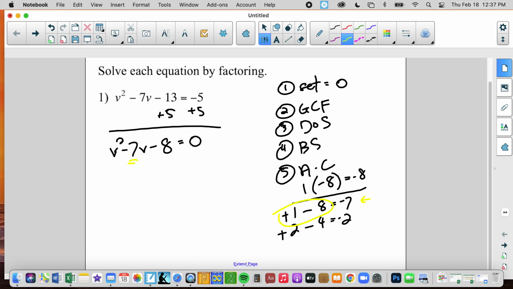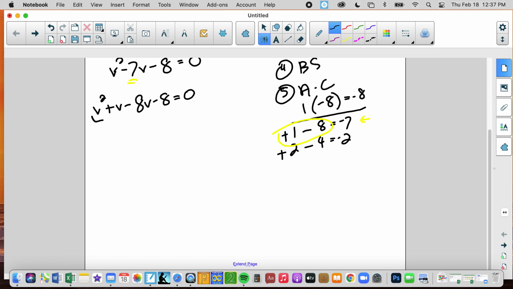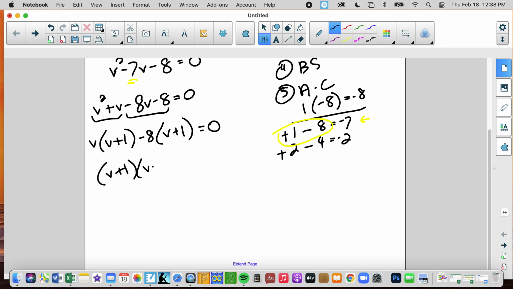So I'm going to use these two factor pairs in breaking up that middle. So my v squared plus v minus 8v minus 8 equals 0. Now I'm going to factor by grouping. I'm going to factor out a v, and I get v plus 1. I'm going to factor out a -8. Notice that my first term in my group is negative, so I have to factor out a negative, and that gives me v plus 1. They both have v plus 1, and I get v minus 8 left over.